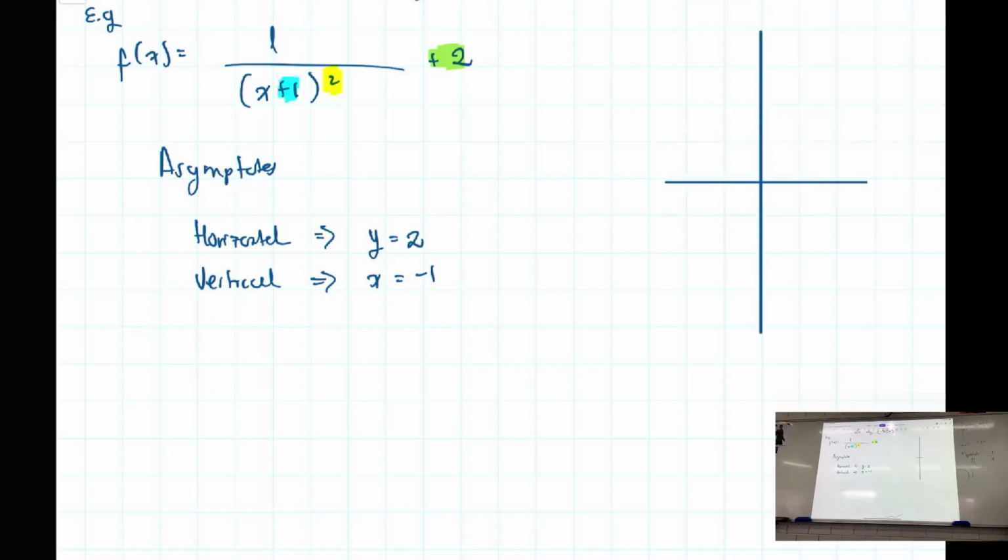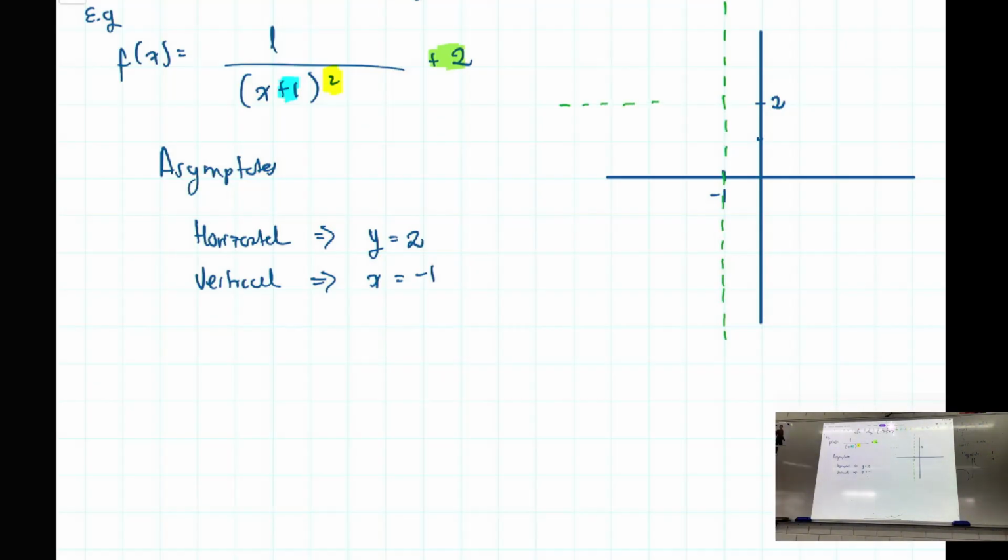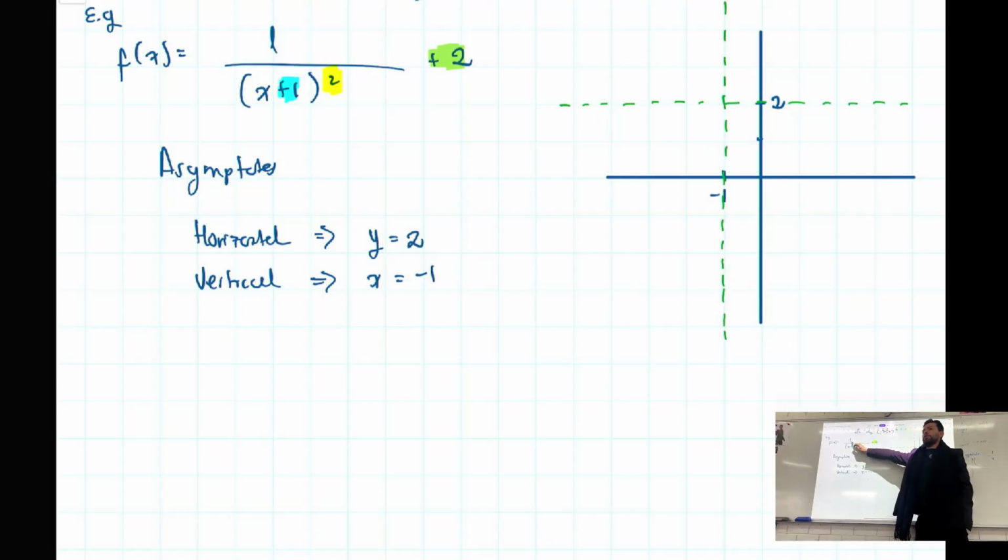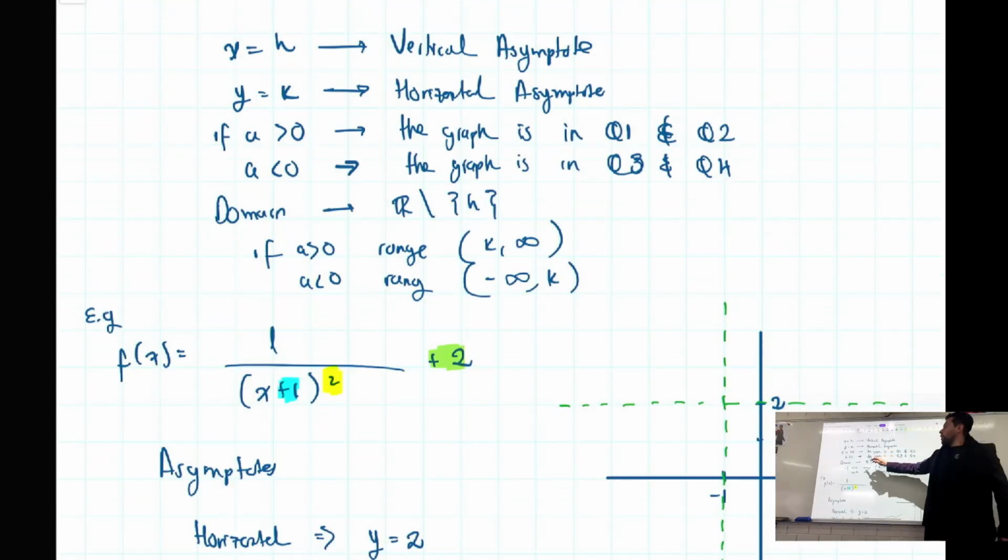Let's draw this. So we've got minus 1, 2, right? Now these create my new set of axes. I've got a vertical asymptote at minus 1. My graph shifted 1 to the left with the asymptote, and it moved up 2 units. And technically, this is now my new set of axes. Now, according to this, the a value is 1, and according to the rule, if a is more than 0, where would I see the graph?